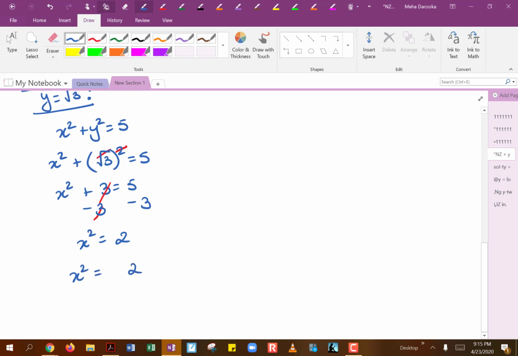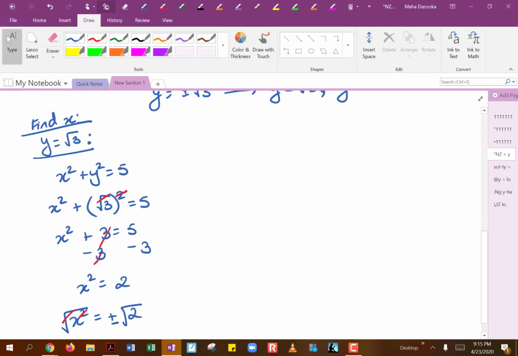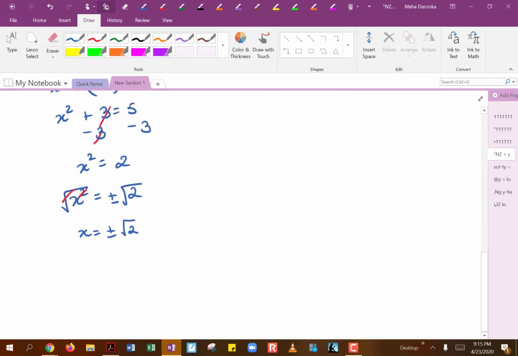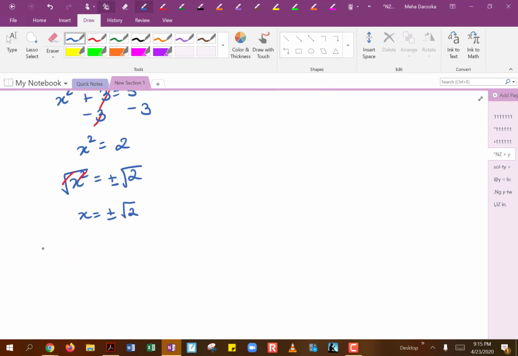Again, we'll take square root on both sides, which will give us a positive and a negative root. And we end up getting x equals positive or negative square root of 2. And remember, this was only when we used y as positive square root of 3. So that's actually giving us two answers. You have positive square root of 2 for positive square root of 3, and you have negative square root of 2 for positive square root of 3.